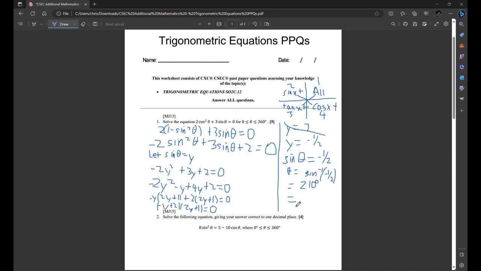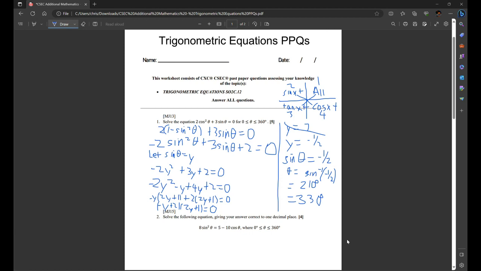And theta can also be equal to the angle in the fourth quadrant, right? And that fourth quadrant angle is going to be 360 minus 30, which is 330. So those are the two solutions for theta in this situation.